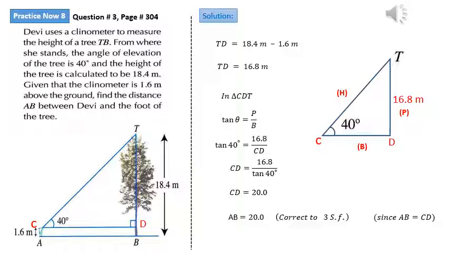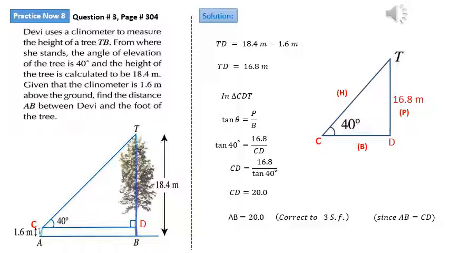A clinometer is a device to measure the height of objects. The angle of elevation of Devi's eyes from the top of the tree is 40 degrees. The term angle of elevation denotes the angle from the horizontal upward to an object. So the angle of elevation of the clinometer, or Devi's eyes, from the top of the tree is 40 degrees. The height of the clinometer from the ground is 1.6 meters.